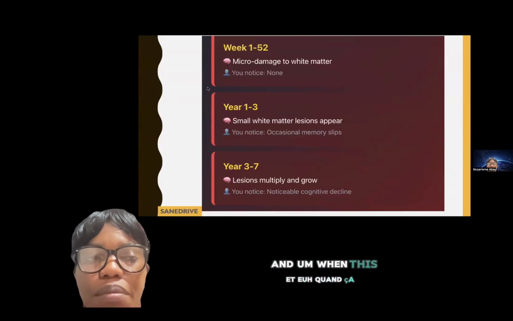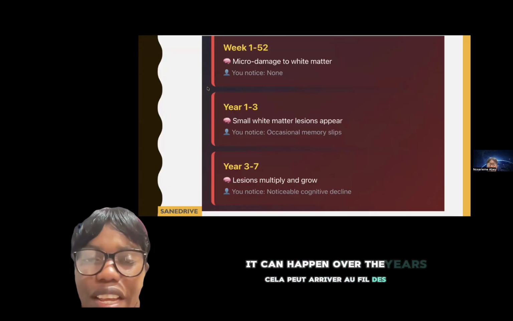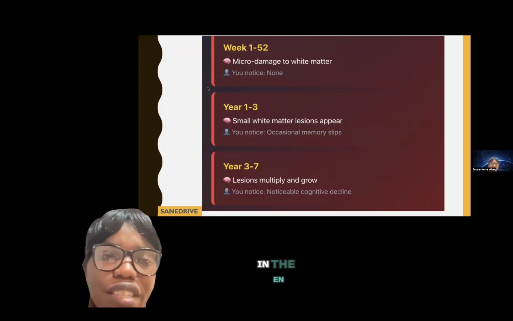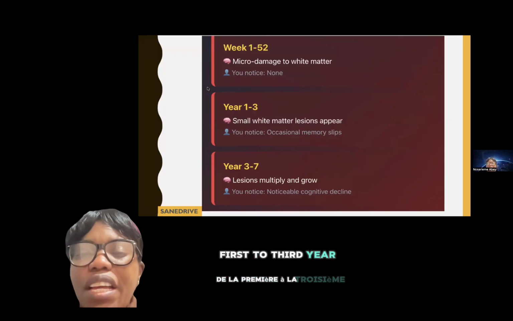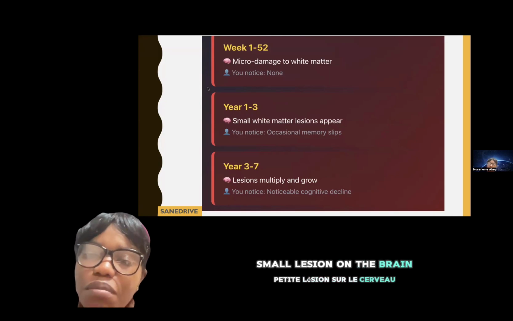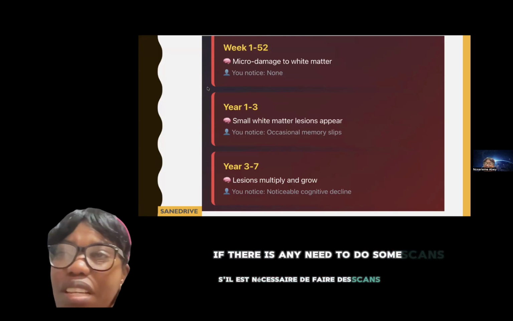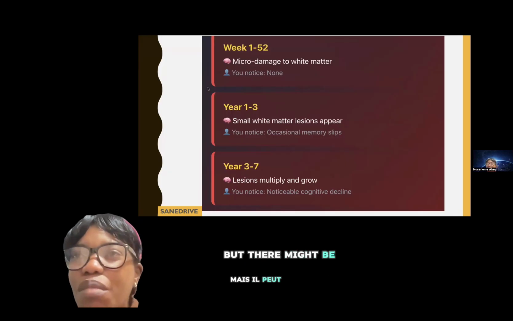And let us look at how some of this progression can happen. First, it can happen over the years. In the first year, there might be micro damage. In the second year, maybe first to third year, you may not even feel anything. The person might not feel anything. There might just be small lesions on the brain. If there is any need to do some scans of the brain, there will be those small lesions appearing there. But you might not even notice, but there might be some occasional memory loss.